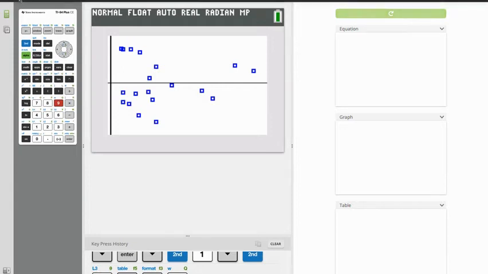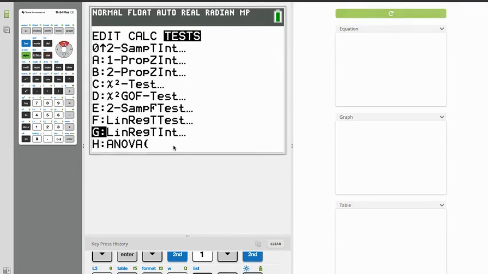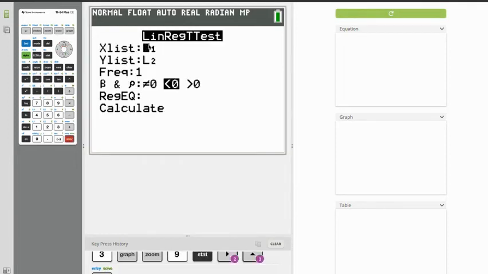They have been met. Now the do part, we want a test statistic and a p-value. Go to stat, tests, linear regression t-test, using list 1 and list 2. And then we want our slope. We're predicting our alternative hypothesis that our slope is less than 0.